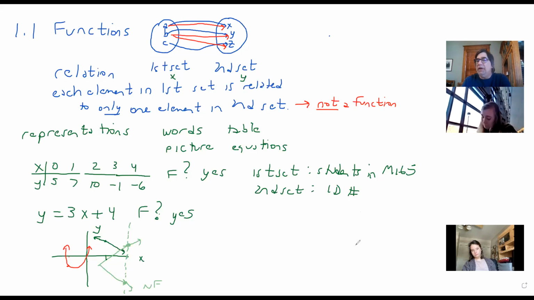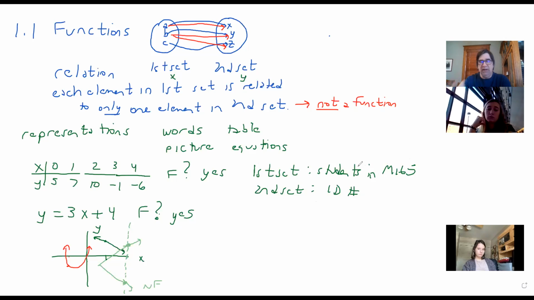So that's an example of a function as well. Now, is there a formula that calculates your ID number? No, you don't need a formula. You just need to know, does each element from the first set relate to only one element in the second set? If that is true, we have a functional relationship. I mean, isn't that what ID numbers are supposed to be for identification purposes? So if you have more than one ID number, you're not going to be identified properly.